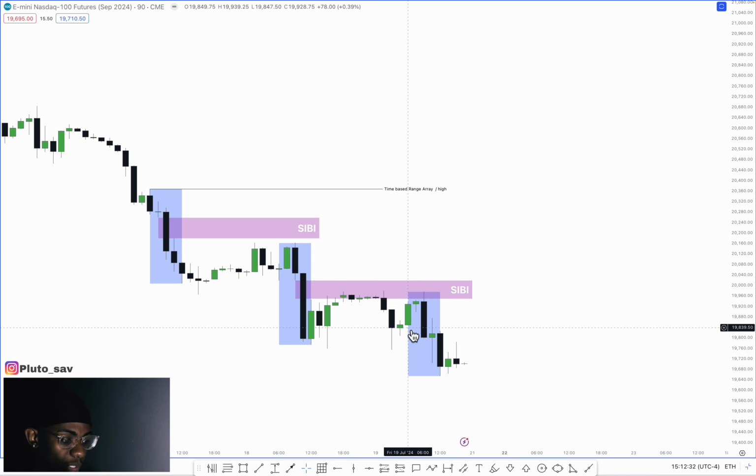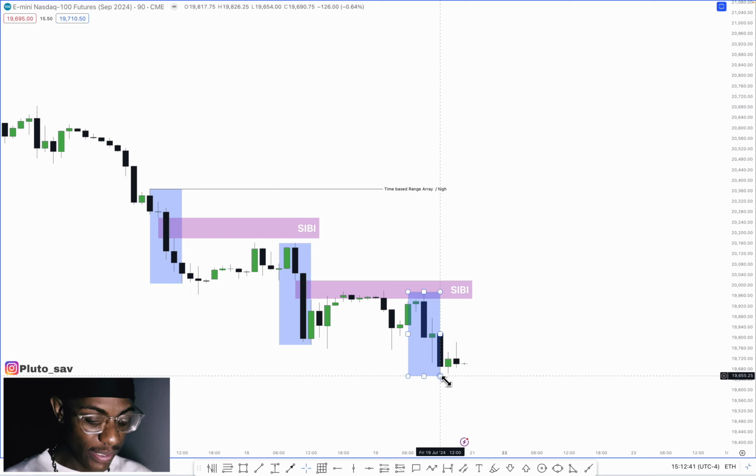What does price do? It opens, draws into the range at Q3, New York AM session, and then what does it do? Distributes lower. That would ideally be the easiest one.